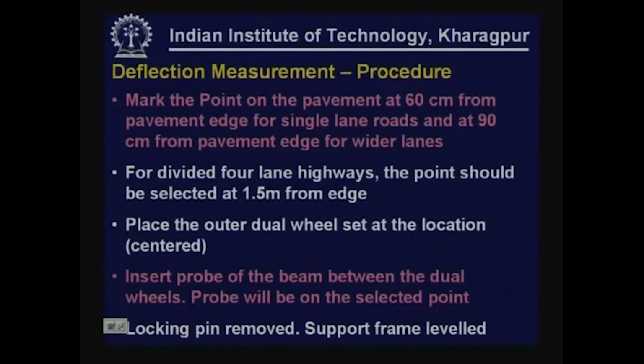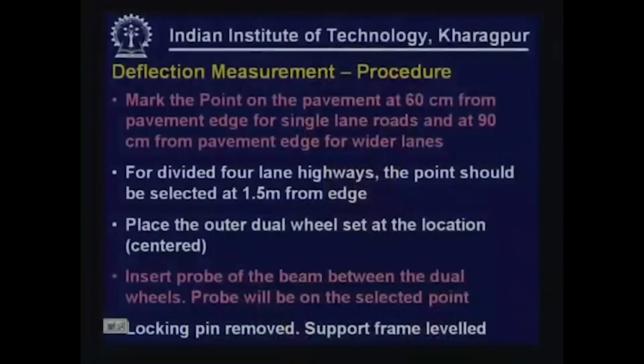For divided 4-lane highways, that means in each direction you have 2 lanes, in such cases, the wheel path can be considered to be at a distance of 1.5 meters from the pavement edge. So, that is the path along which we are going to measure the deflections.